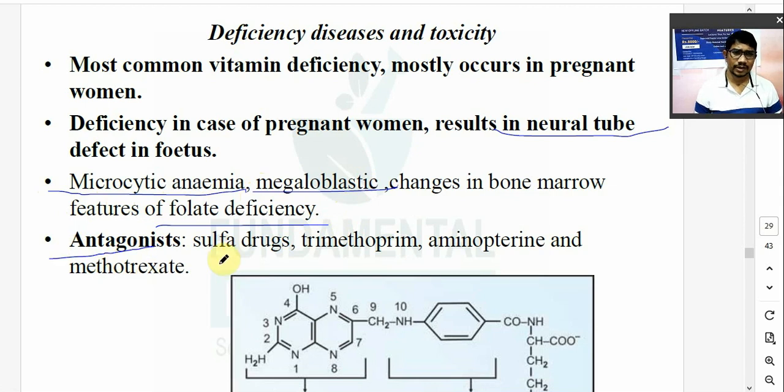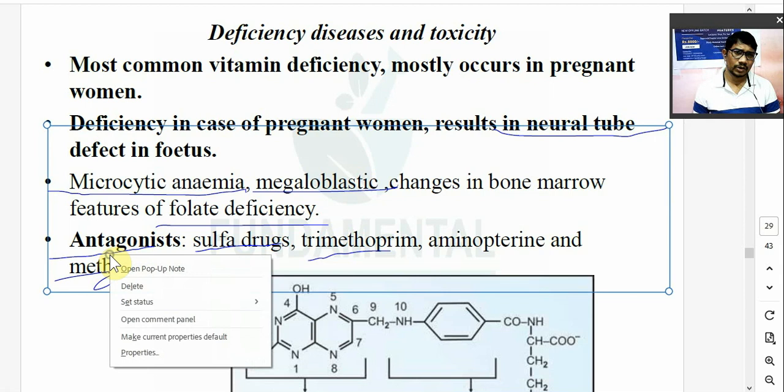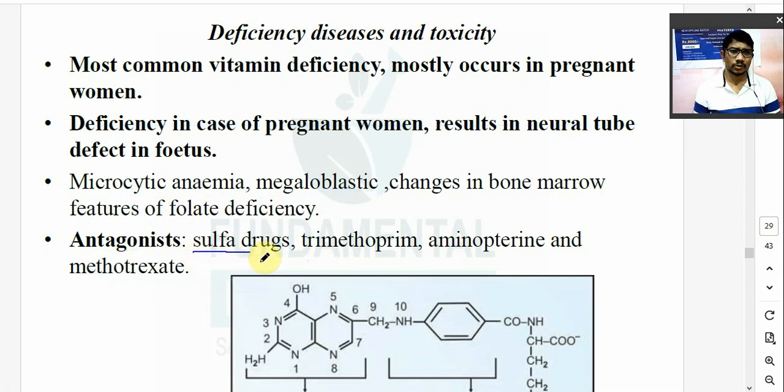So sulfonamides, sulfur drugs, then trimethoprim, aminopterin and methotrexate. Sulfur drugs are antibacterial, trimethoprim is also antibacterial, and methotrexate is an anti-cancer drug. So all of them are antagonists of folic acid. These drugs inhibit the synthesis of folic acid. Sulfur drug inhibits the synthesis of folic acid in the bacteria, trimethoprim does the same thing, but methotrexate is an anti-cancer drug, known as a dihydrofolate antagonist, so it inhibits folic acid synthesis in humans also, in the cancer cell.